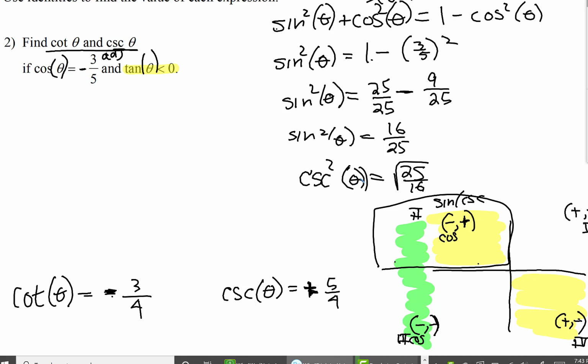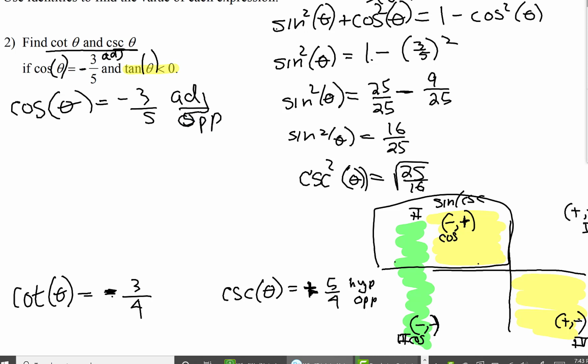All right, so we now know that cosecant, so this is hypotenuse, and this is opposite. Well, cosine theta is negative 3 over 5. Well, that's the adjacent side. That's the opposite side. Whoops, opposite. Well, cotangent is adjacent over opposite. So negative 3/4. So for problems like this, you only have to do one of them in Pythagorean theorem, and the other one you can find by using the clues.